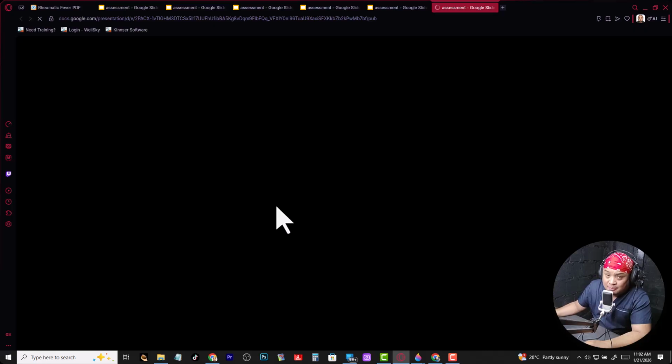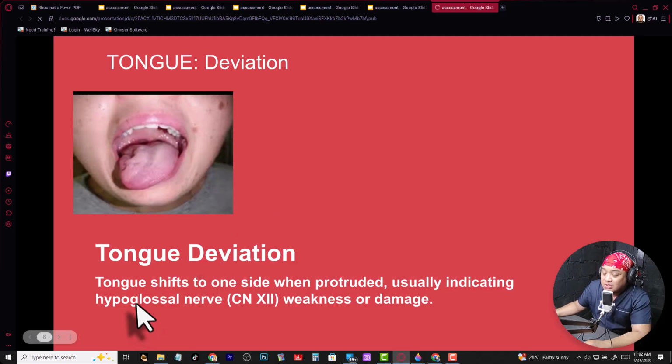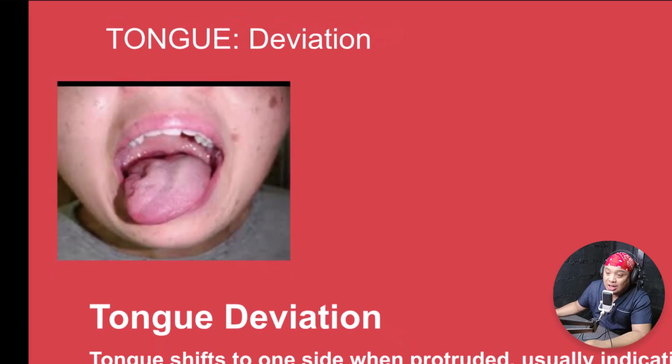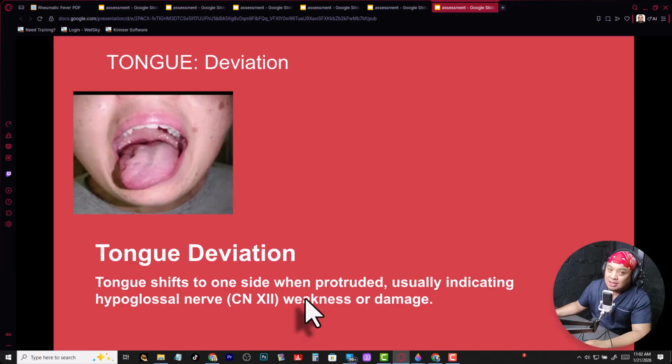Here's an example for right and left deviation. Tongue deviation is a shift to one side when protruded, usually indicating hypoglossal nerve weakness or damage. Pag dawal sa dila, then kalit na din mo to sa pikas, then there is damage of the hypoglossal. Okay? Or there's some weakness.